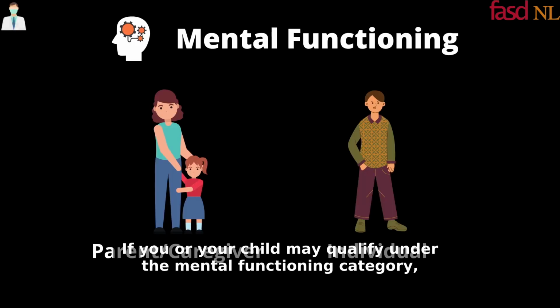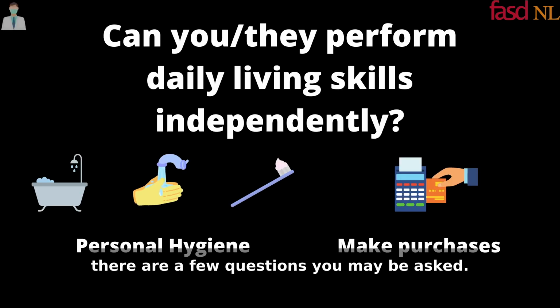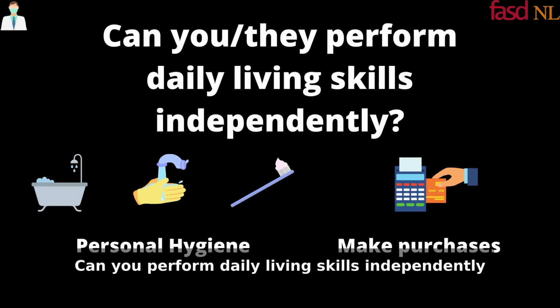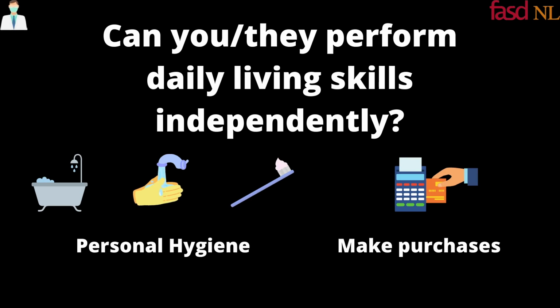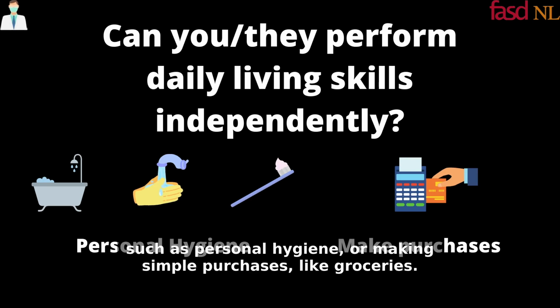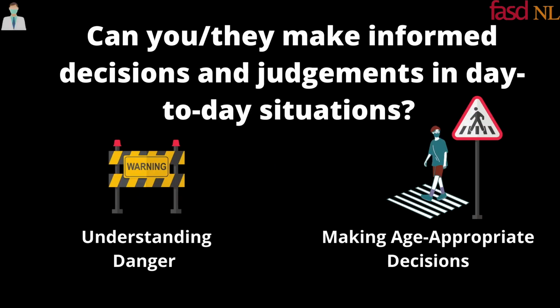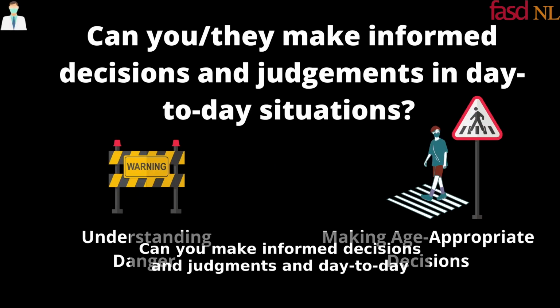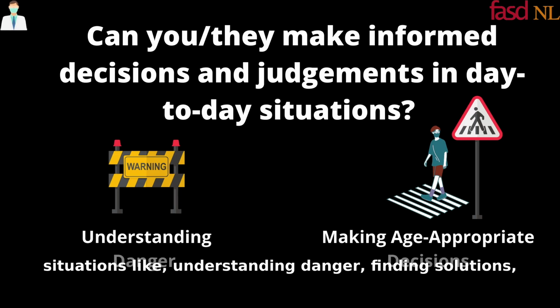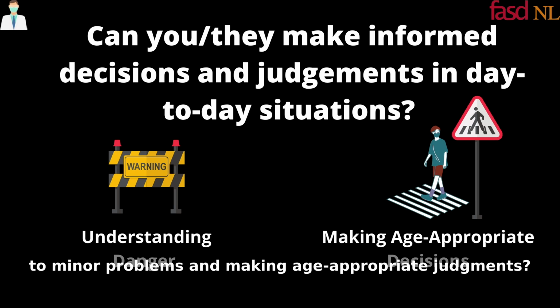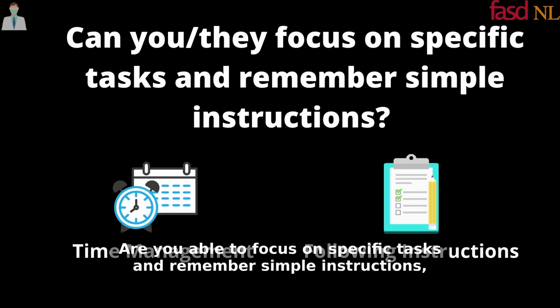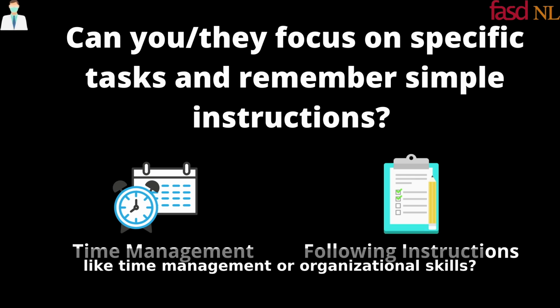The disability criteria for physical functioning are more clearly defined when compared to the criteria for mental functioning. If you or your child may qualify under the mental functioning category, there are a few questions you may be asked. Can you perform daily living skills independently, such as personal hygiene or making simple purchases like groceries? Can you make informed decisions and judgments in day-to-day situations, like understanding danger, finding solutions to minor problems, and making age-appropriate judgments? Are you able to focus on specific tasks and remember simple instructions, like time management or organizational skills?